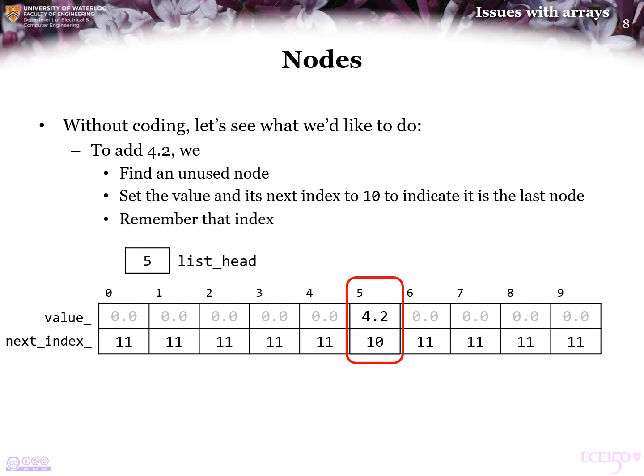We will then save the index 5 to list head. So now, if we want the first node in the linked list, we just look at list head, and that indicates the first node is at index 5. All right. Then we look at index 5. It has the value 4.2, and its next index is 10, indicating it is the last node in that linked list.